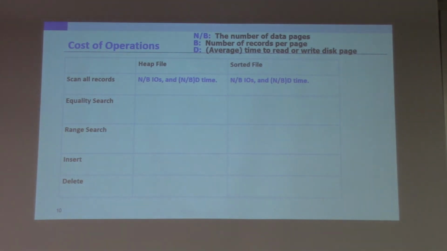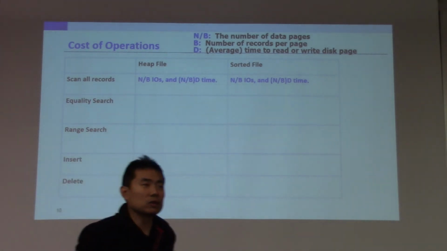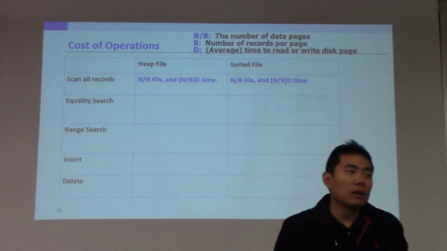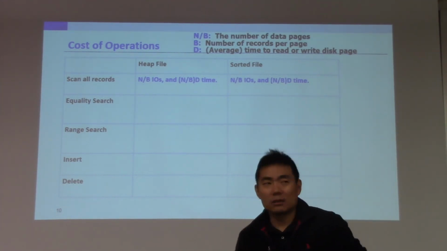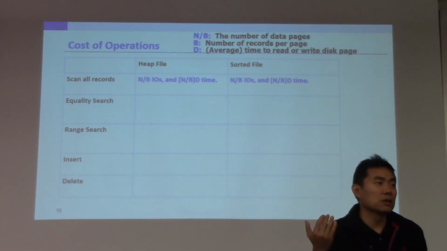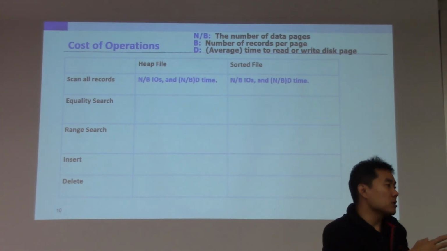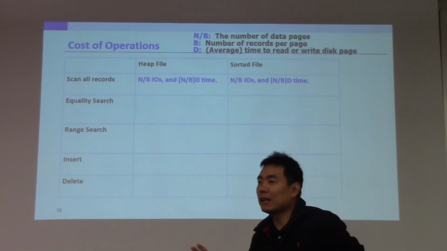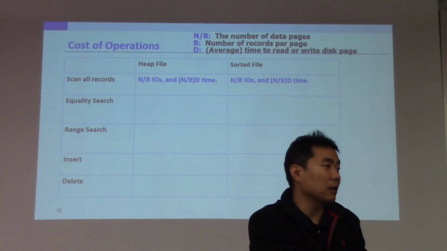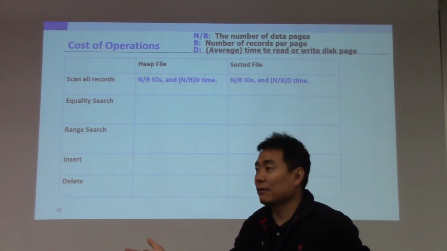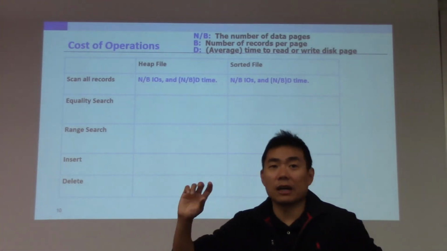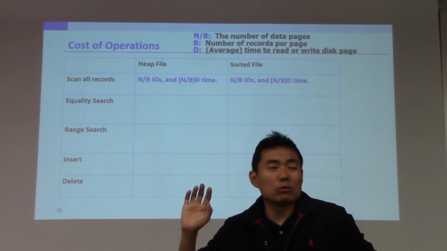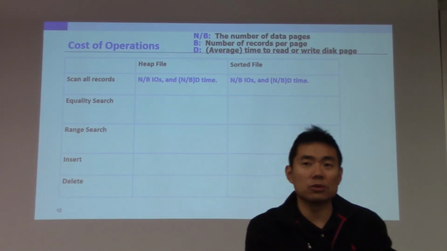The value of D is something the textbook uses. I actually don't like that term. D denotes the average time to access a page. This is really a fuzzy term because the cost of accessing a page depends heavily on, for example, whether it's a magnetic disk drive or solid state drive, and whether it's random access or sequential access. The value of D can change dramatically. So I don't really like this term D, but the textbook uses that.